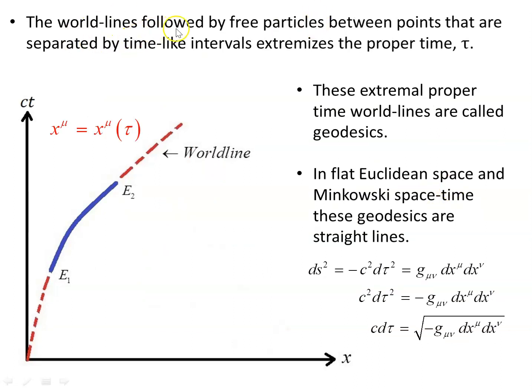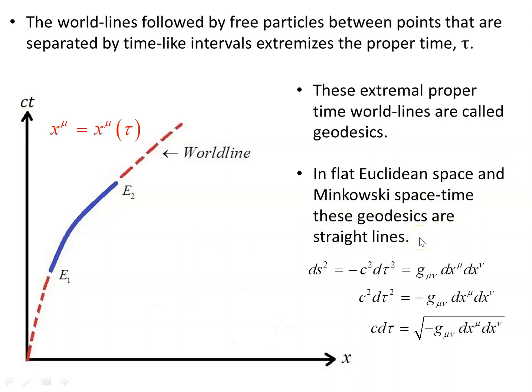Okay, now the world lines followed by free particles between points that are separated by time-like intervals extremize the proper time tau. So we've got a world line here. Again, I'm using coordinate time, not proper time. And this interval here, from some event here to some event here, these extremal proper time world lines are called geodesics. Okay, and that's what we're coming at. We're going to look at how we arrive at those. In flat Euclidean space and Minkowski space-time, these geodesics are straight lines.